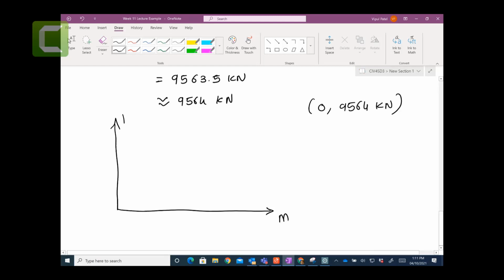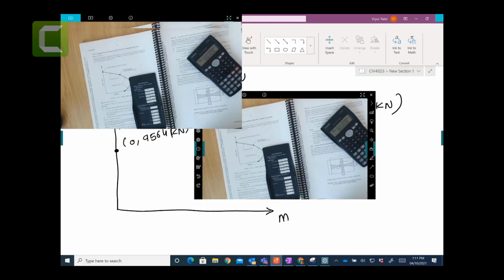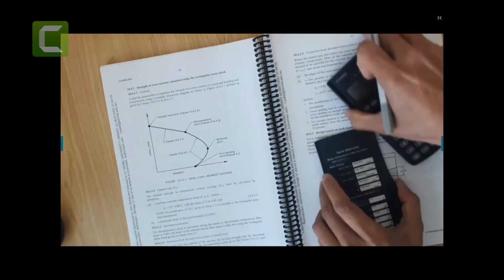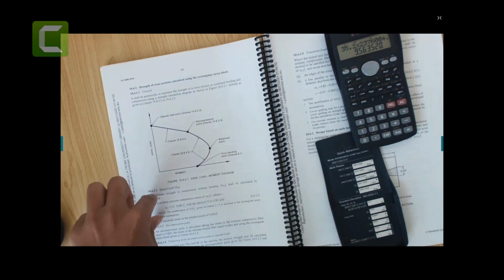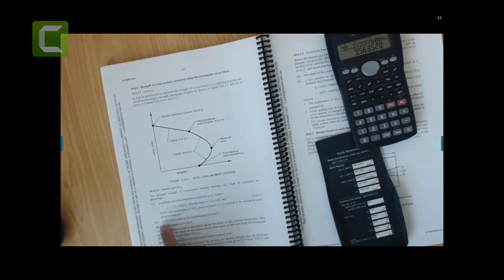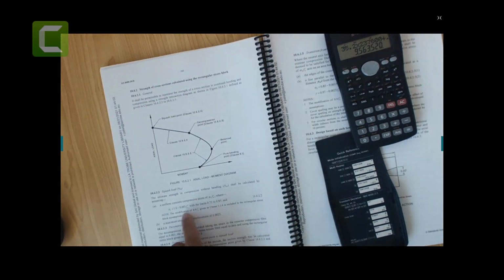So this is moment, this is load. Let's put the points here. The first one is 0, 9564 kilonewtons, and that is our first point, point A. Or if you like, this is the squash load point, clause 10.6.2, which has the information here. We're going to use this information later.